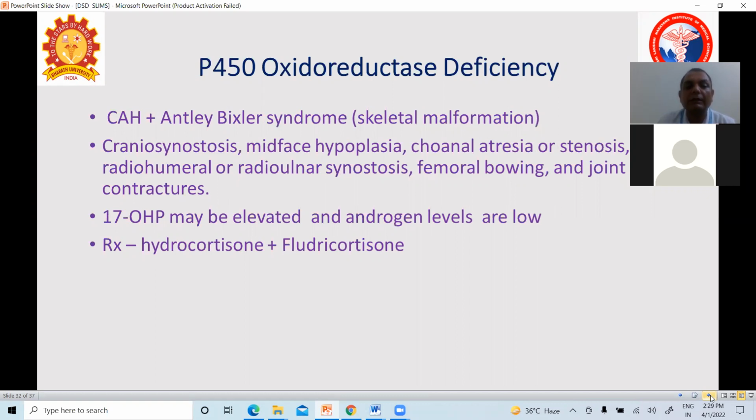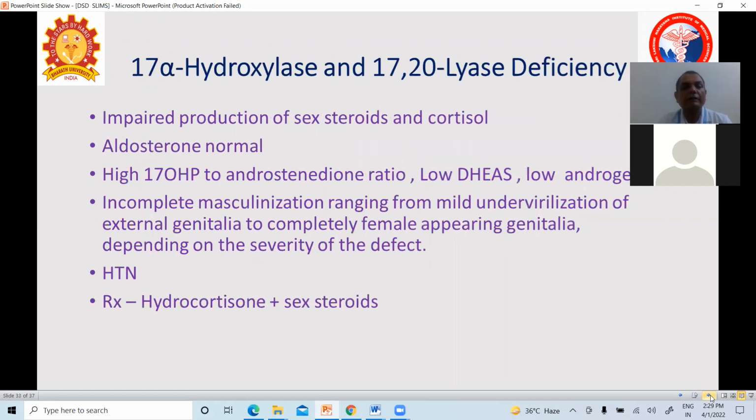17 OHP may be elevated and androgen levels are low. Treatment: hydrocortisone and fludrocortisone should be given. 17 alpha hydroxylase and 17,20 lyase deficiency: impaired production of sex steroids and cortisol, aldosterone normal, high 17 OHP to aldosterone ratio, and hypertension will be a constant feature, and treatment is hydrocortisone plus sex steroids.